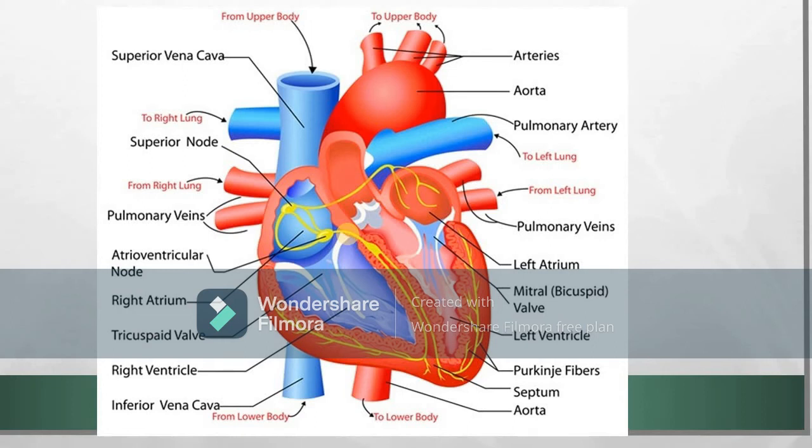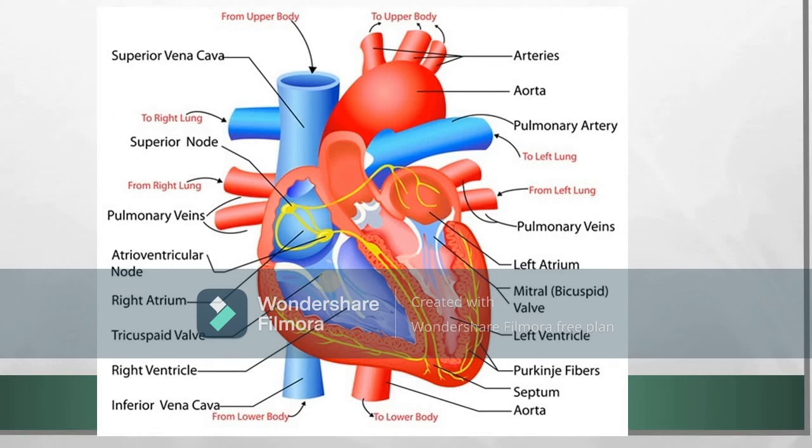So the right atrium receives the deoxygenated blood from the body through the main veins, called the superior vena cava and the inferior vena cava. When the right atrium contracts, it passes the deoxygenated blood to the right ventricle. Here the tricuspid valve is present, which has 3 flaps, and it does not allow the movement of blood backward towards the atrium.